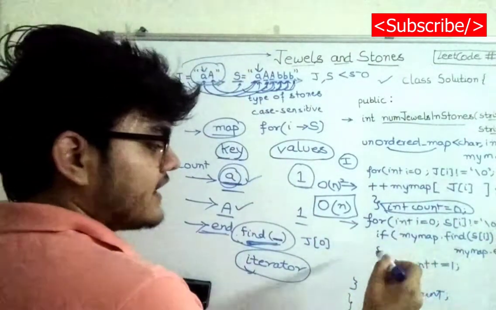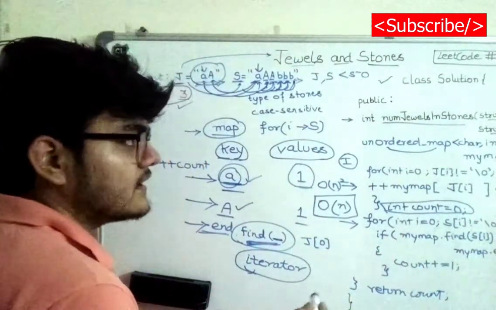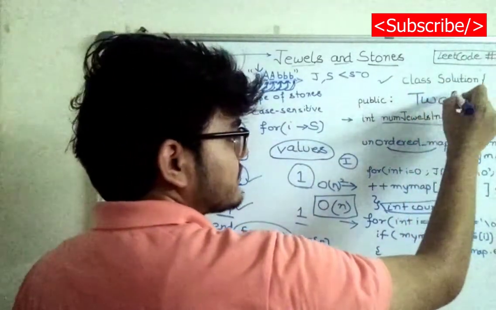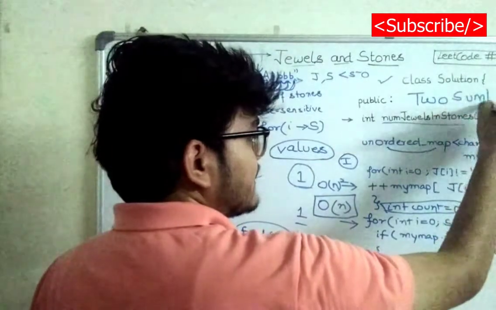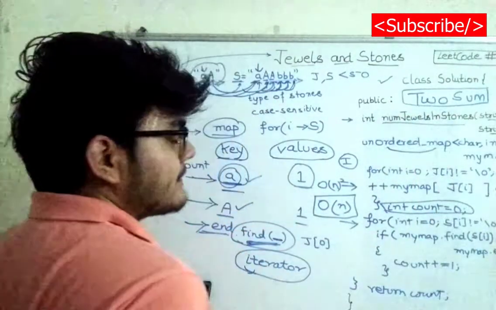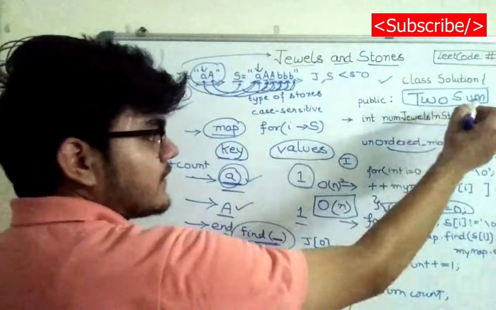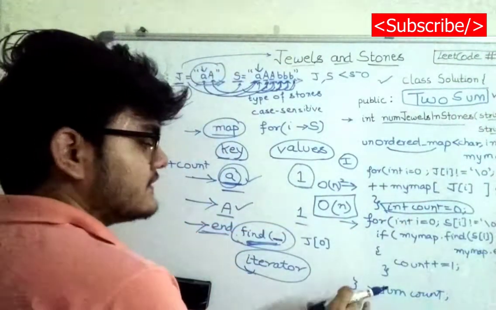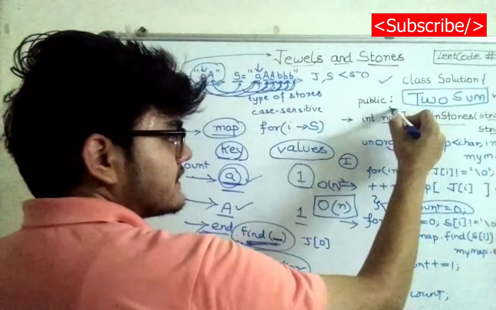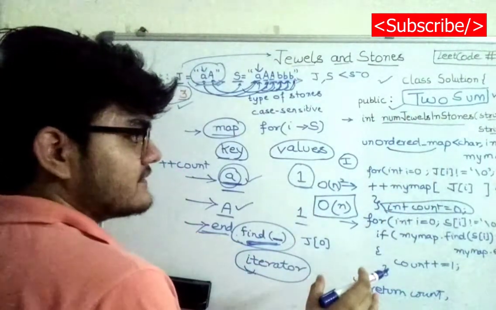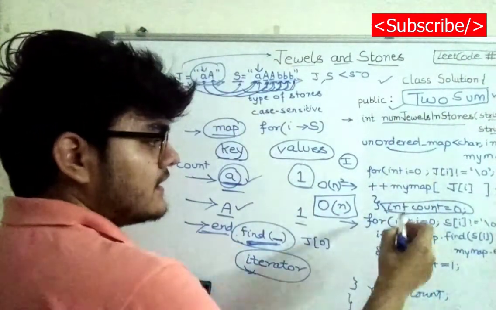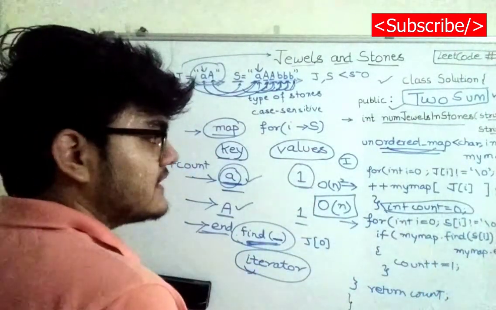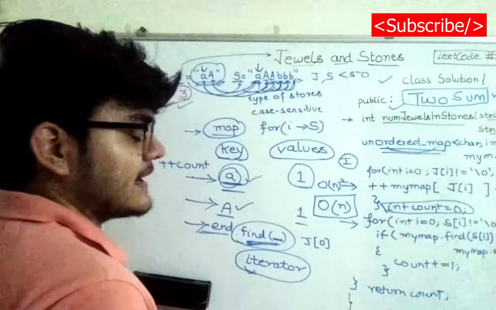I have also created one more video on a similar type of problem, which is the two sum problem. It's already there in the competitive programming playlist, so you can check that out. I will give the link of that particular video in the description. In the two sum problem we have optimized it using the same method, using a hash table. So basically hash tables are really useful in optimizing these types of problems.